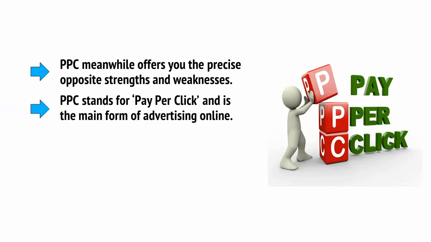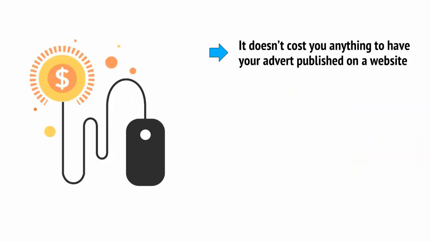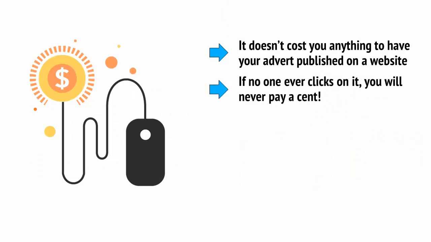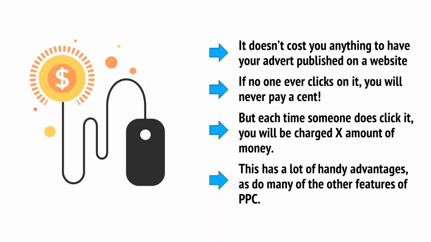PPC stands for pay-per-click and is the main form of advertising online. Pay-per-click essentially means that as an advertiser, you only get charged each time somebody actually clicks on one of your adverts. So, in other words, it doesn't cost you anything to have your advert published on a website. If no one ever clicks on it, you'll never pay a cent. But each time someone does click on it, you'll be charged X amount of money. This has a lot of handy advantages, as do many of the other features of PPC. So let's dive in and take a closer look.